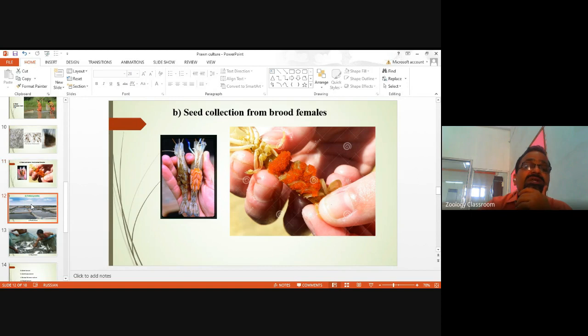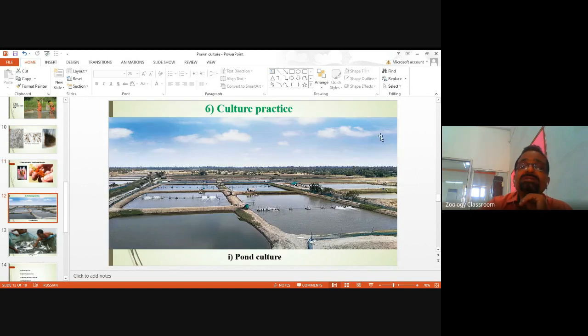Now, next point here is the culture practices. Different cultural practices are carried out, and the first one is the pond culture, and this is the actual picture exhibiting the ponds in the field, how these ponds are constructed, and the prawns are reared in these ponds.